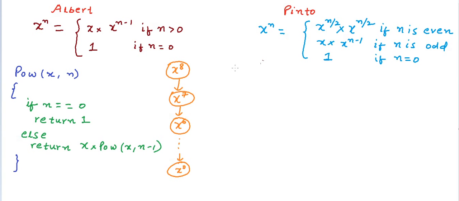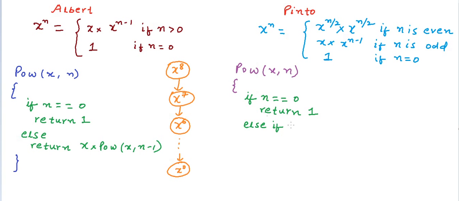So Pinto also writes a method power that takes two arguments x and n, and his program goes like: if n is 0, then return 1, else if n is even, and we can also say if n modulo 2 is 0, then first calculate x to the power n by 2 and store it in a variable. So let's say we have a variable y in which we store x to the power n by 2 by making a recursive call to calculate x to the power n by 2. So this is a recursive call, and we return y into y.